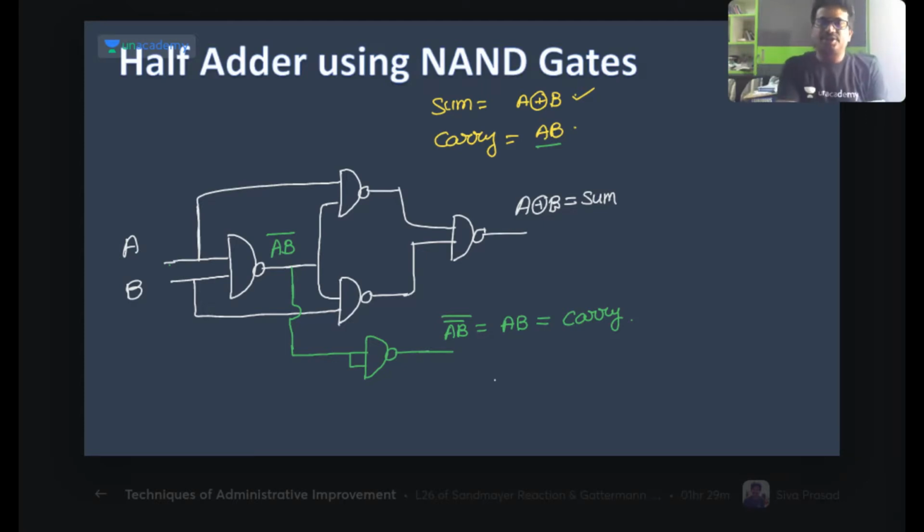This is the half adder using which gates? NAND gates. This is the implementation of the half adder using NAND gates. So whenever we have the XOR gate, remember the diamond symbol. We use this diamond symbol so many times, so try to remember it. XOR gate by using NAND gates or NOR gates means diamond. Here we have a NAND gate, here we have a NAND gate. This is a diamond. Remember the diamond always.